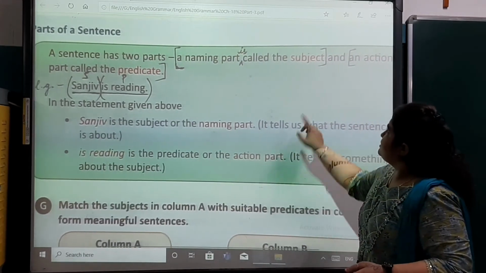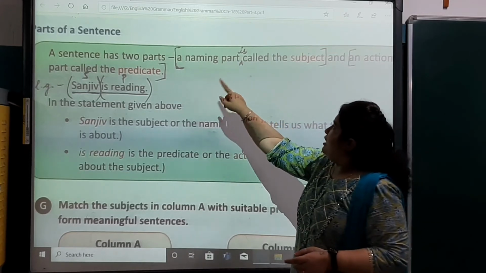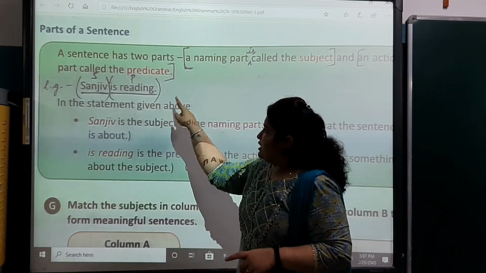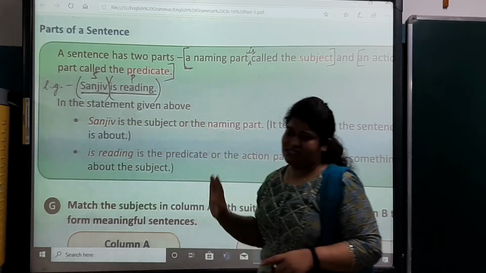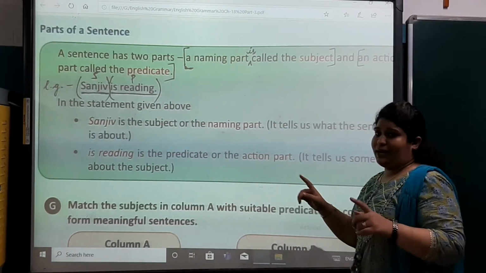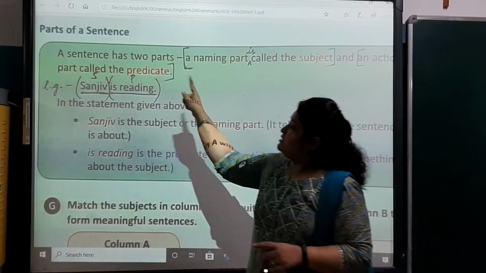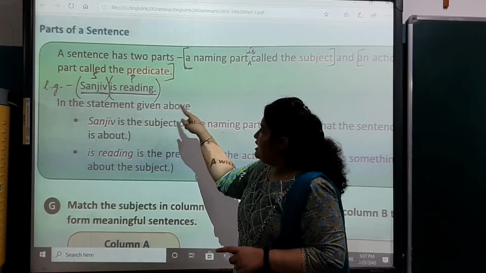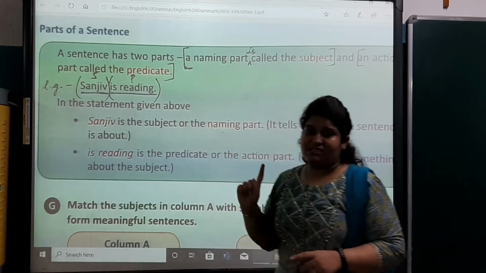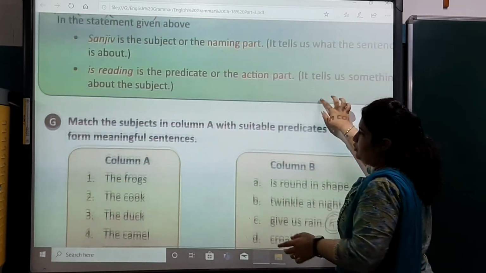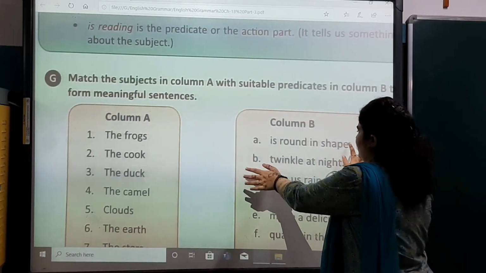Okay, now see, in the definition, if the definition is there, a naming part is called the subject, you write the example Sanjeev is reading and then mark Sanjeev as the subject. Okay. And if the predicate is coming, an action part is called the predicate, write the same example Sanjeev is reading and mark this reading as the predicate. Okay, children. Now we move to G exercise.